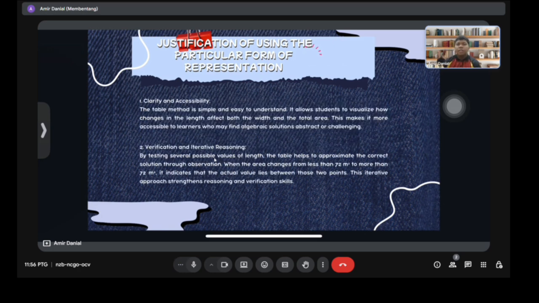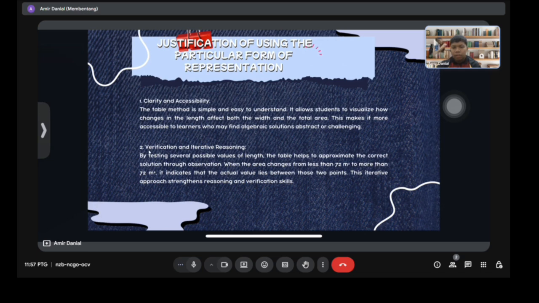So, the first justification I use is clarity and accessibility. The table method is simple and easy to understand. It allows students to visualize how changes in the length affect both the width and the total area. This makes it more accessible to learners who may find algebraic solutions abstract or challenging.